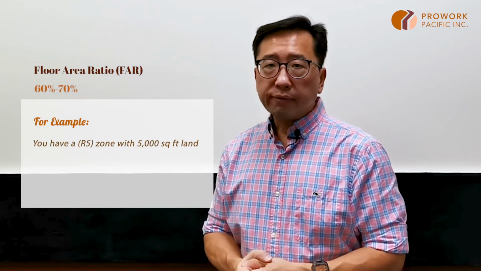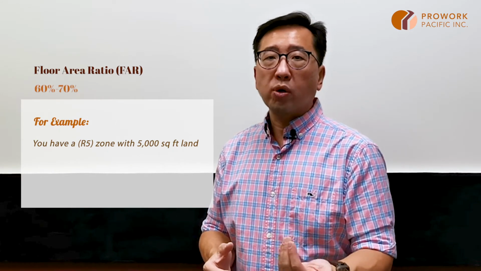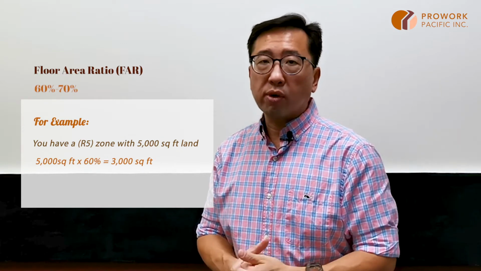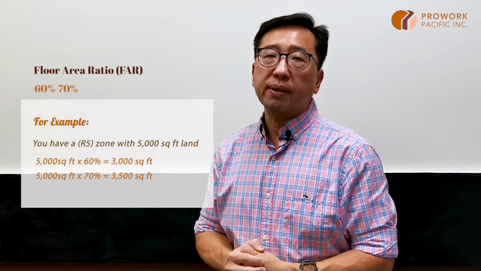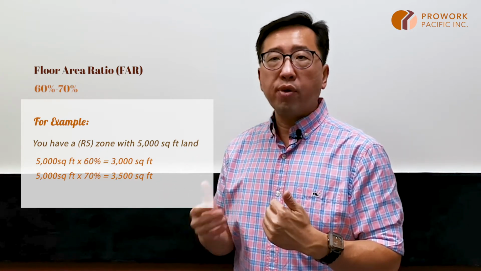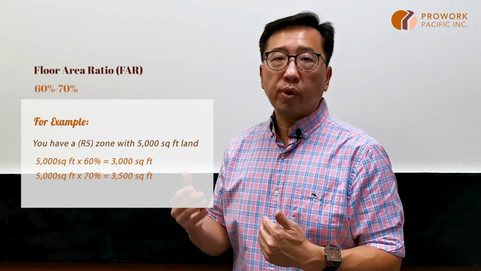Now for R5, for floor area ratio, you can go up to 0.6, meaning 60%, which is 3,000 square feet, and up to 70%, which is 3,500 square feet. In between that, when you build your floor area more than 60%, then you're subject to additional requirements.